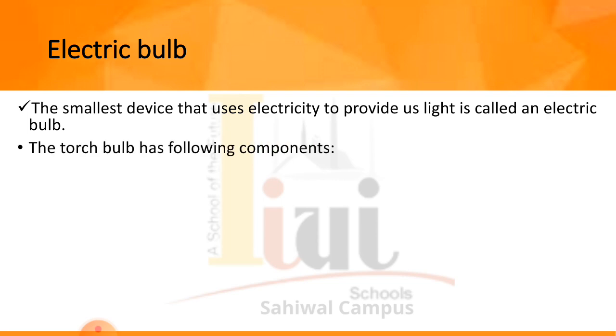The torch bulb has the following components. Glass chamber that is evacuated. So an electric bulb or a torch bulb has a glass chamber that is evacuated. The glass chamber is evacuated, which means that it has a vacuum inside. A vacuum is a space that has no air or gas in it. So it means that the glass chamber has no type of gas or air in it. So we can say that it is evacuated.